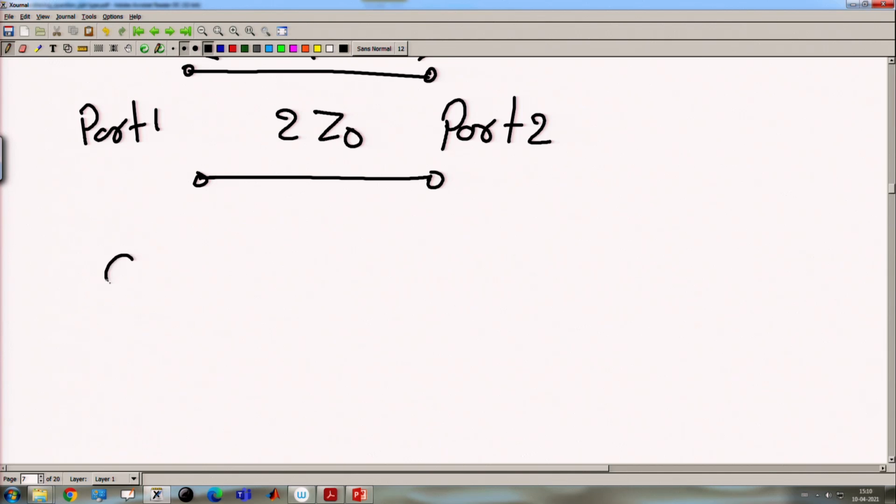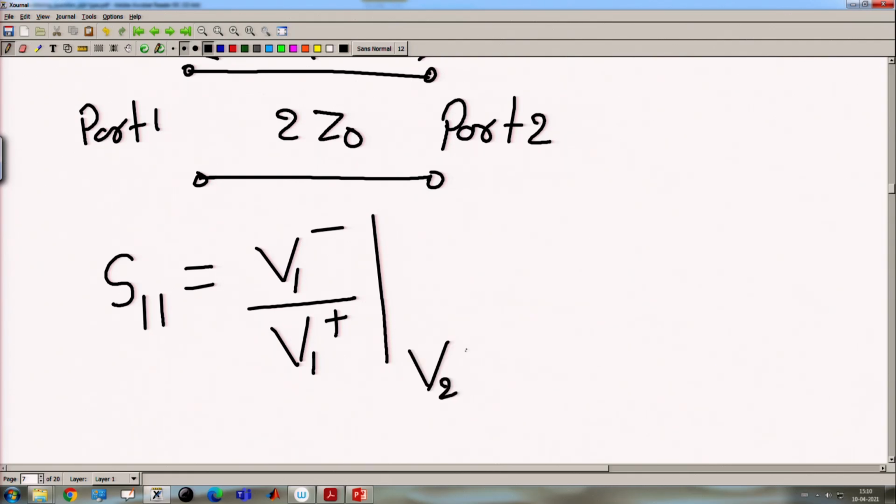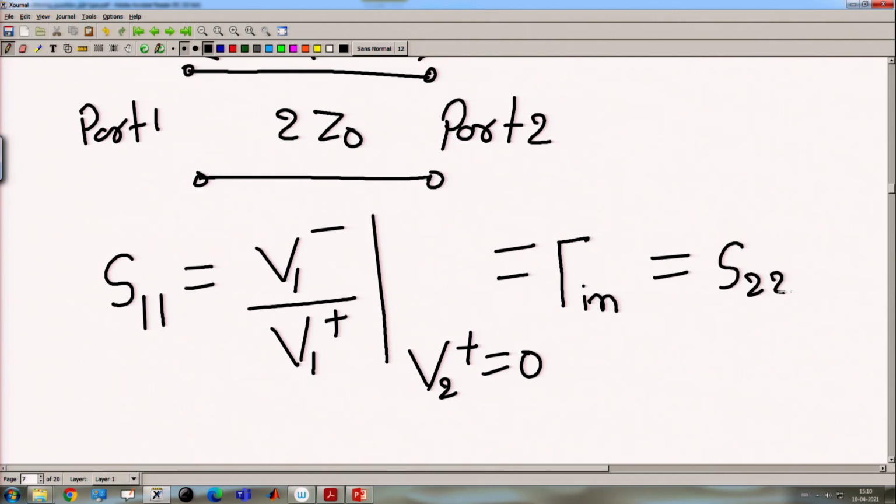First we have to find S11, equal to V1 minus divided by V1 plus when V2 plus equals 0, that is gamma in. We can denote this as gamma in, because this is symmetrical, so we can also write this equal to S22, but this will come later. We will do all the calculation for S11 and in the end equate S11 equal to S22.